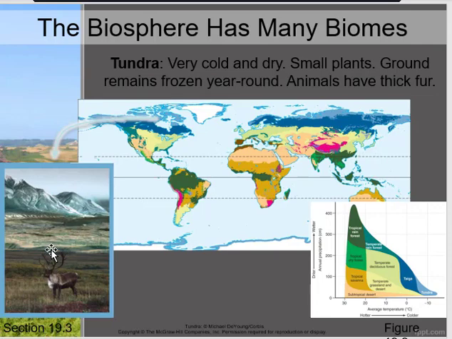The tundra holds huge amounts of carbon dioxide because it's in a frozen state beneath the permafrost. Permafrost is the part of the land that is frozen 365 days a year.